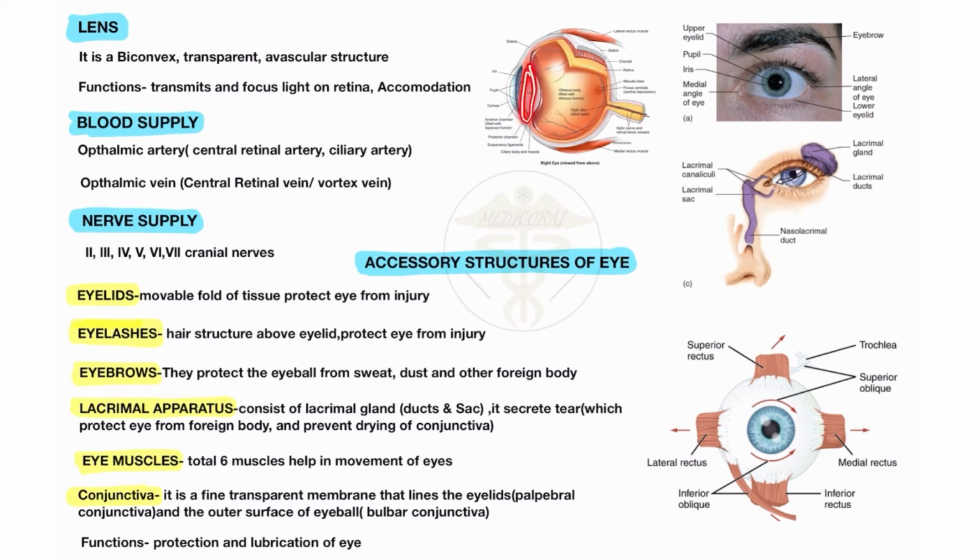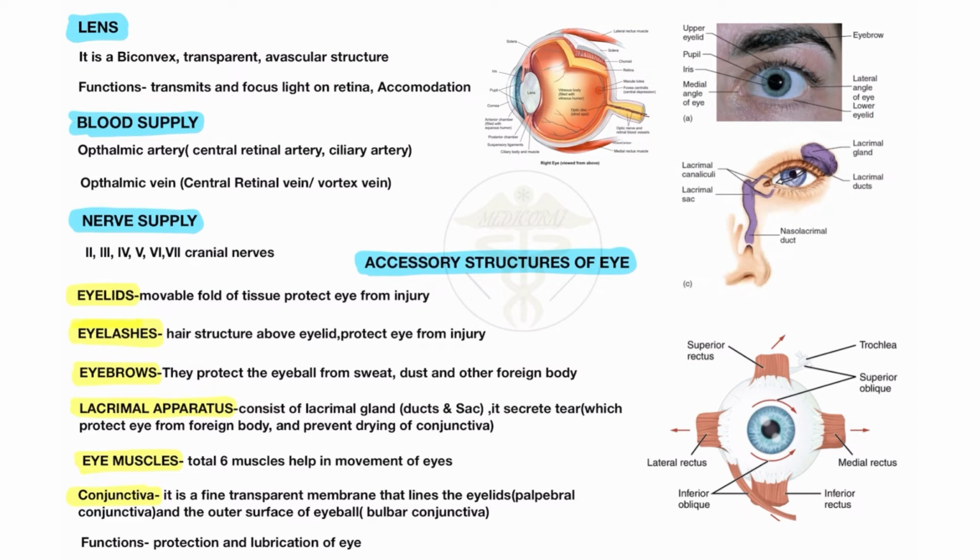Due to the changing shape of the lens, the accurate amount of light enters into the eye, and then it is reflected to the retina, which helps in image formation. So it helps in transmitting and focusing the light on the retina, and also helps in accommodation by changing the shape of the lens. So this is the function of the lens: transmit and focus the light on the retina, and also help in accommodation in vision.